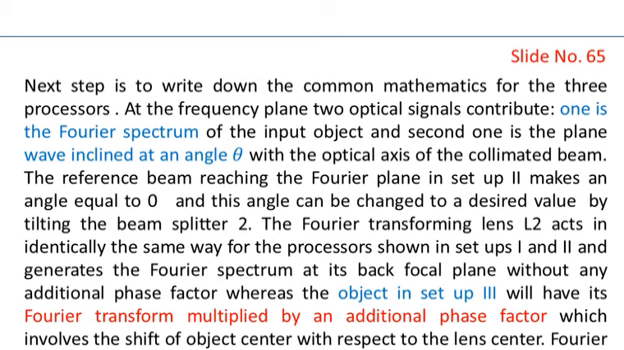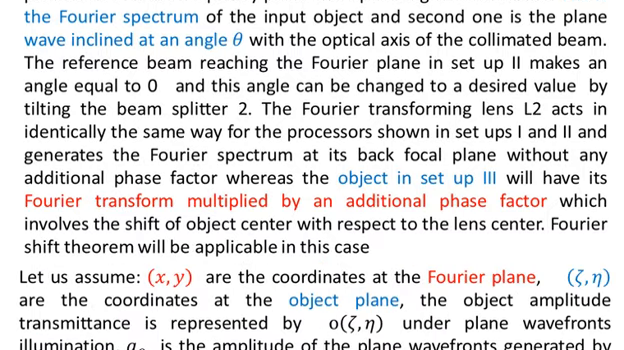The Fourier transforming lens L2 acts in identically the same way for the processors shown in setups 1 and 2 and generates the Fourier spectrum at its back focal plane without any additional phase factor, whereas the object in setup 3 will have its Fourier transform multiplied by an additional phase factor which involves the shift of the object center with respect to the lens center. The Fourier shift theorem will be applicable in this case.